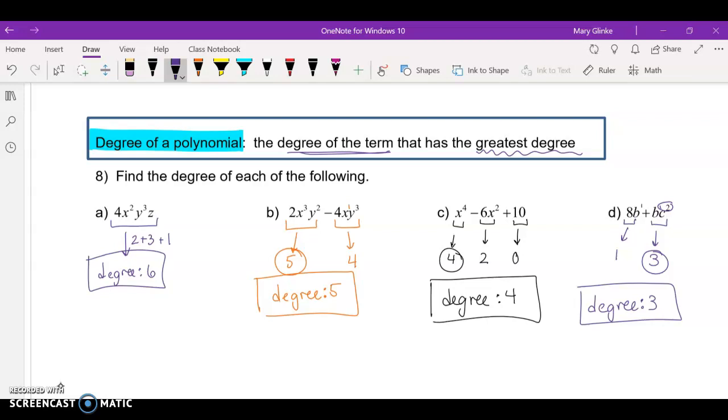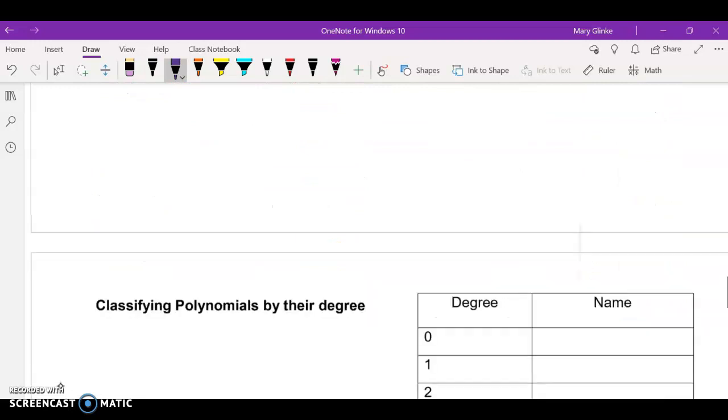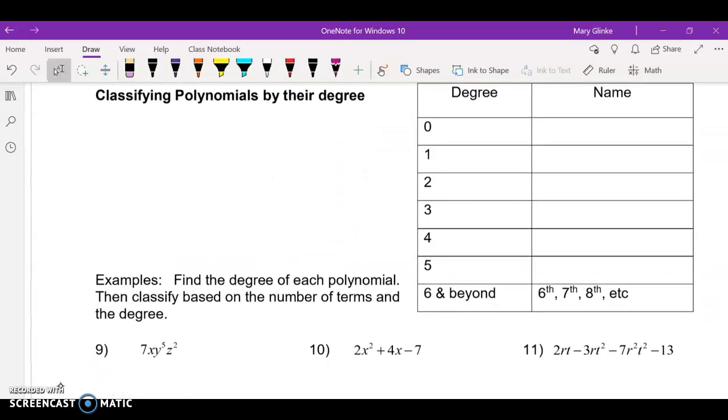Once we can identify the highest degree, then we can start naming them. So if something has a degree of 0, that's going to be called a constant. If something has a degree of 1, that's going to be called a linear function. If something has a degree of 2, that's going to be called quadratic. 3 would be called cubic. 4 would be quartic. And 5 would be quintic.